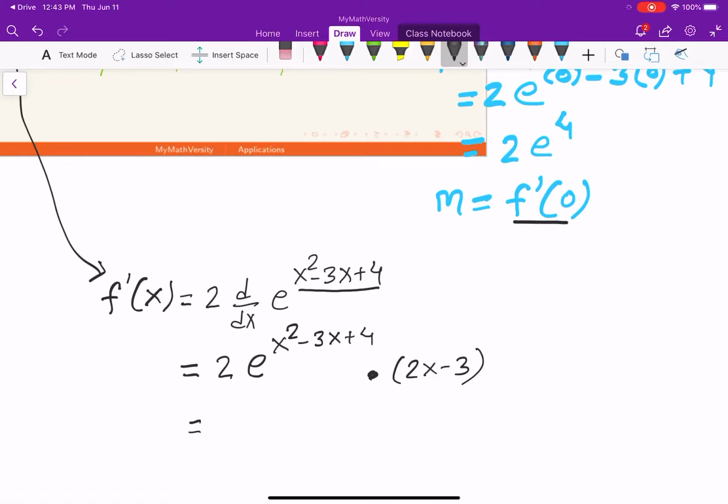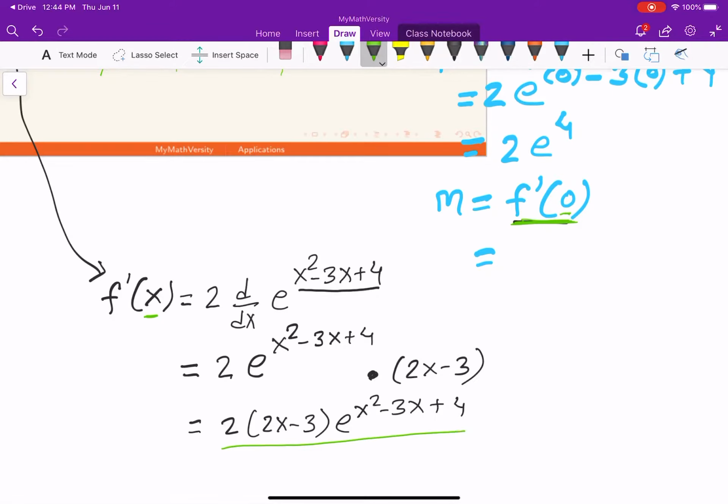So now this is equal to 2 times 2x minus 3 times e to the power x square minus 3x plus 4, which is f prime of x. If this is f prime of x, then we can find f prime of 0. We just need to evaluate this f prime function at 0, so we need to replace x completely by 0. On f prime, wherever there is an x, we just replace that by 0. So let's do that.